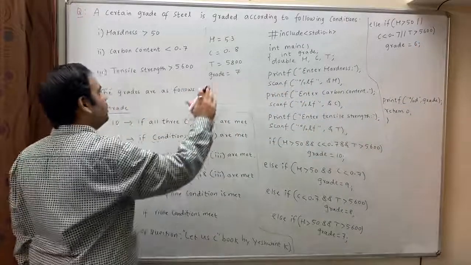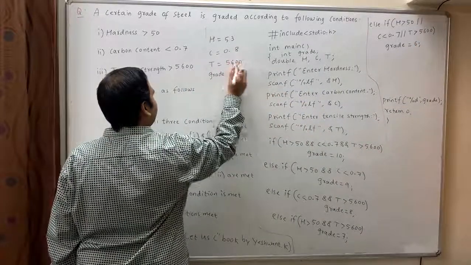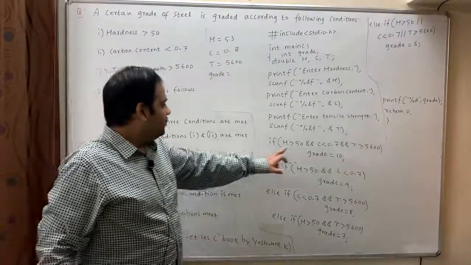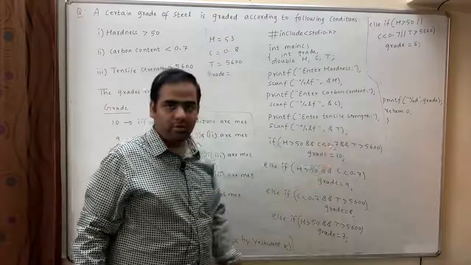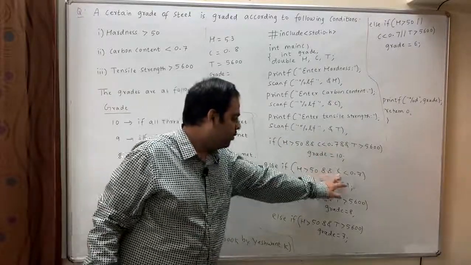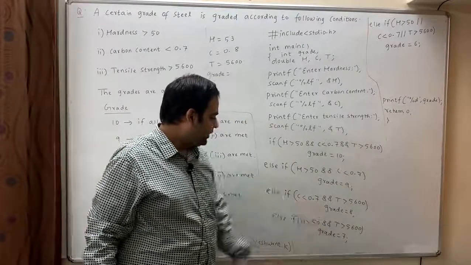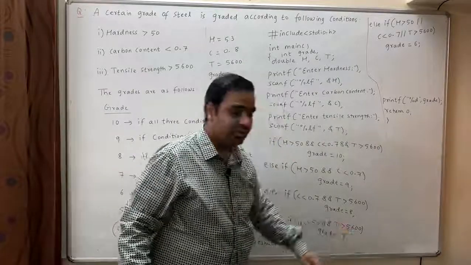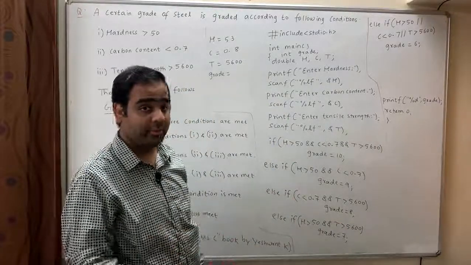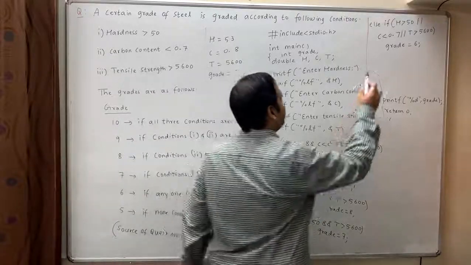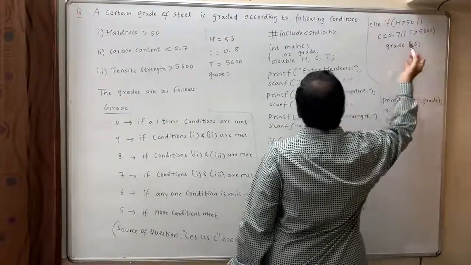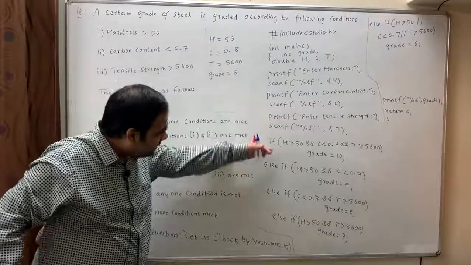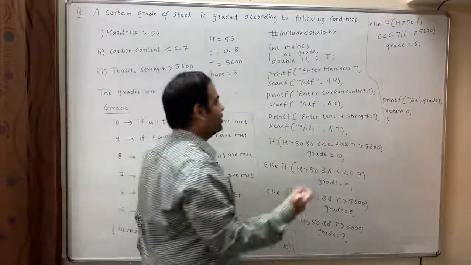Now let's assume that it is 0.8 and let us assume that it is 5600. Only one thing is satisfied and the grade should be 6. 53 greater than 50, yes, 0.8 less than 0.7 false. 0.8 less than 0.7 false. 53 greater than 50, yes, but 5600 greater than 5600, that is false because it should be greater than this. Now you come here, 53 greater than 50 is true, true or anything is true, and it says grade is 6, 6 is printed. And if none of these conditions meet, that means grade should be 5.